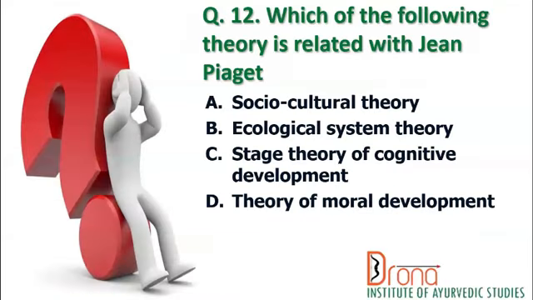So question number 12. Which of the following theories is related with Jean Piaget? The options are A, socio-cultural theory; B, ecological system theory; C, stage theory of cognitive development; and D, theory of moral development. So the correct answer is stage theory of cognitive development.